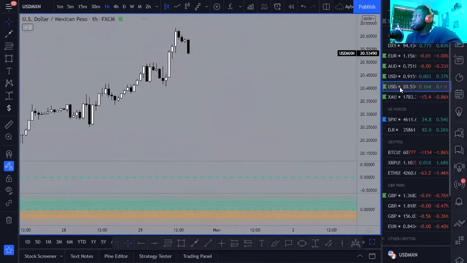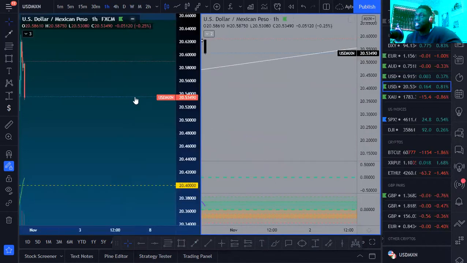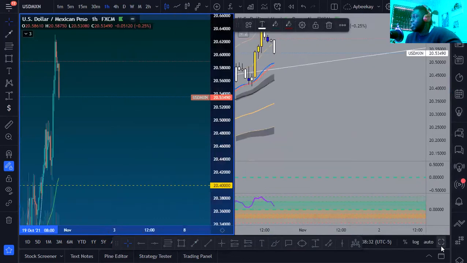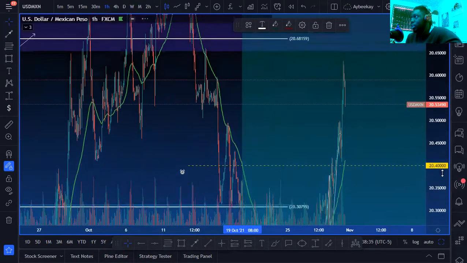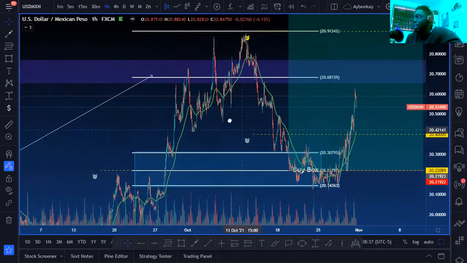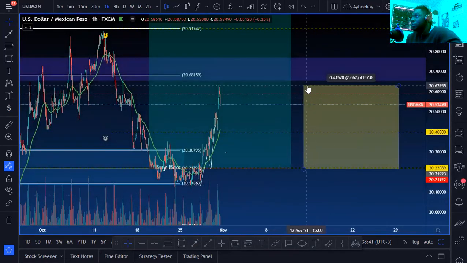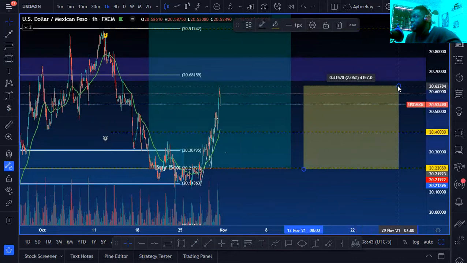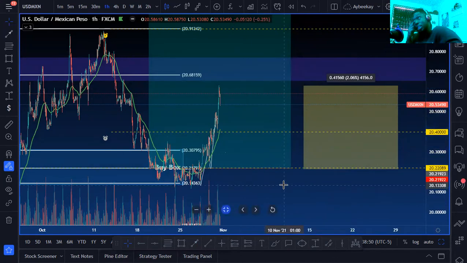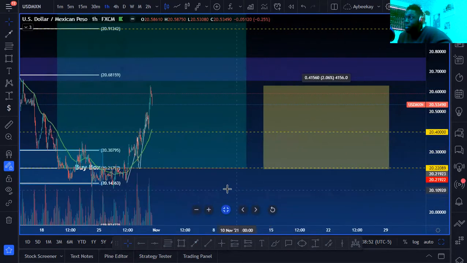Let's go on over to USDMXN. This has been going crazy, man. Who's still in this buy with me? If you've been listening to my analysis, I've been talking about this buy for quite some time. Price is up 415 pips, man. 415 pips. I said it again. I still expect this thing to keep climbing, you know?